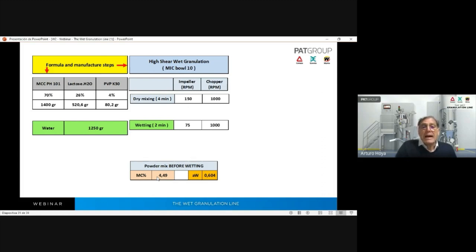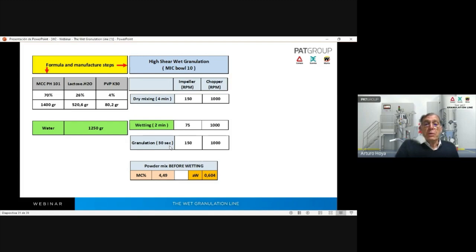during 2 minutes at lower impeller speed and the same chopper. After this, the third step of the granulation is the properly called granulation, 30 seconds at this condition. So 3 steps are made. First of all, dry mixing, 4 minutes. Wetting during 2 minutes is the second step, and the third step is the granulation.